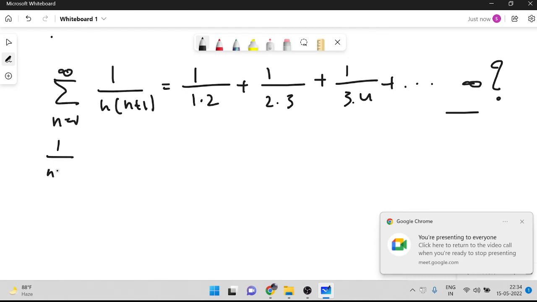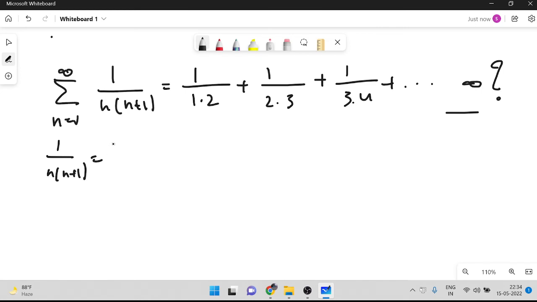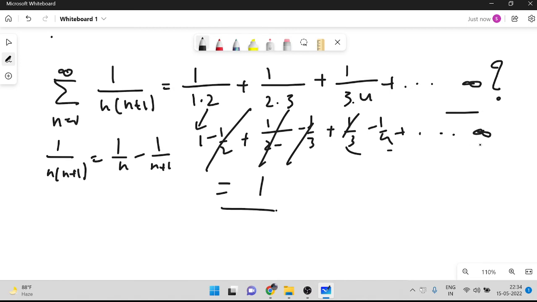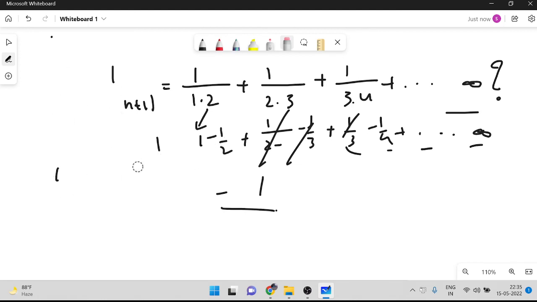So 1 by n into n plus 1 can be written as 1 by n minus 1 by n plus 1. This can be split as 1 minus 1 by 2 plus 1 by 2 minus 1 by 3 plus 1 by 3 minus 1 by 4 plus so on till infinity, which equals 1. Right? Terms will get cancelled and so on. But this is a childish way to prove things. Sometimes these childish things won't work, so we need some theorems to actually establish our claims.